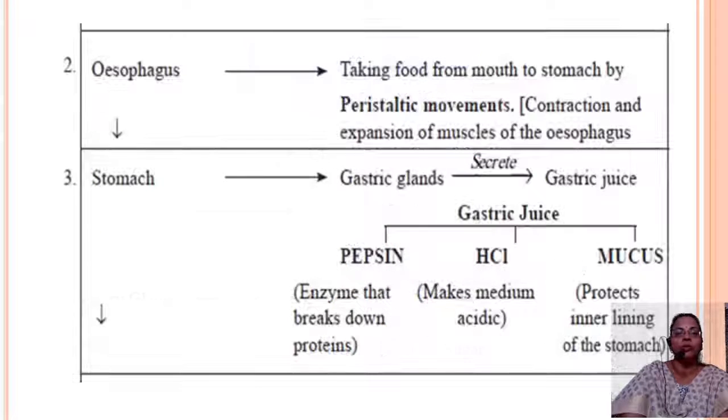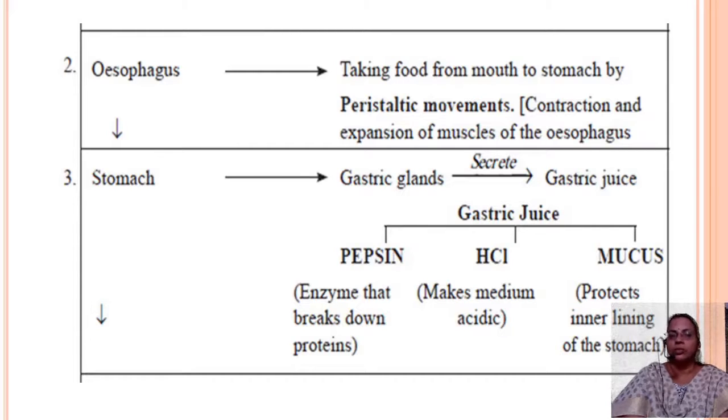Now we will move on to the next region, the esophagus. The food, after mixing with the saliva, is made into a roll, and then it passes through, and that process is called peristaltic movement, taking the food from mouth to stomach by alternate contraction and expansion of the muscles of the esophagus.